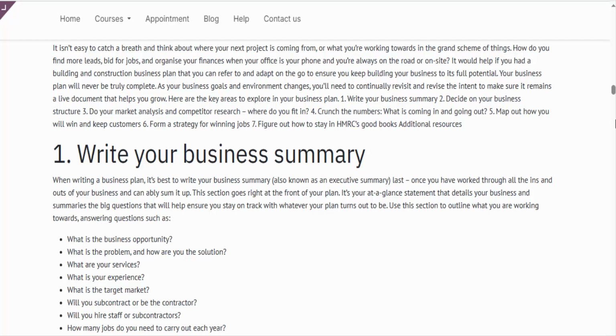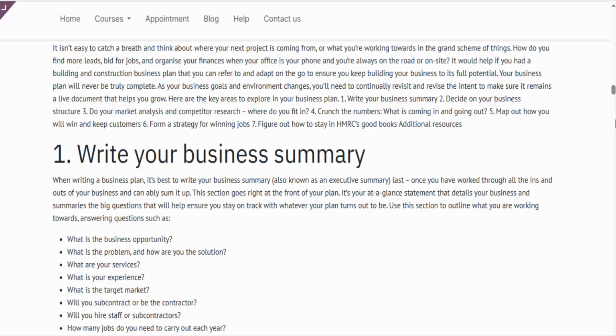Here are the key areas to explore in your business plan. 1. Write your business summary. 2. Decide on your business structure. 3. Do your market analysis and competitor research. Where do you fit in? 4. Crunch the numbers. What is coming in and going out?